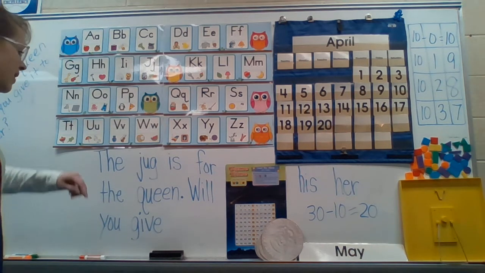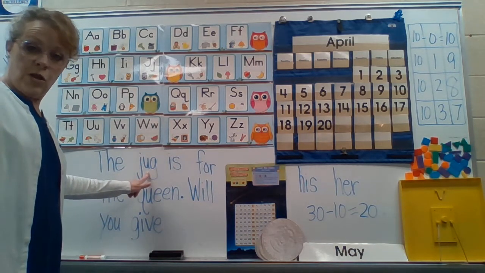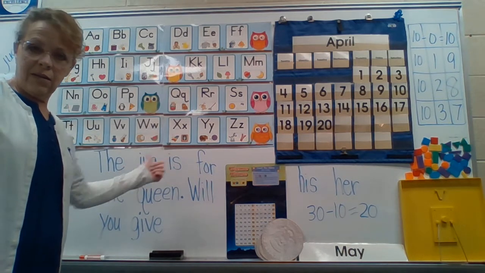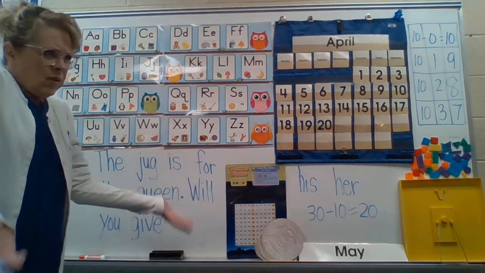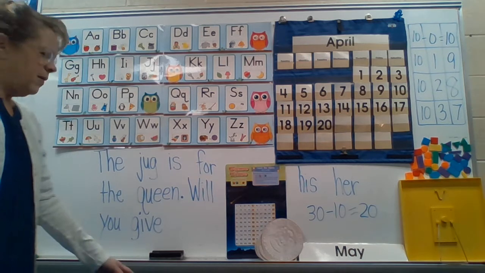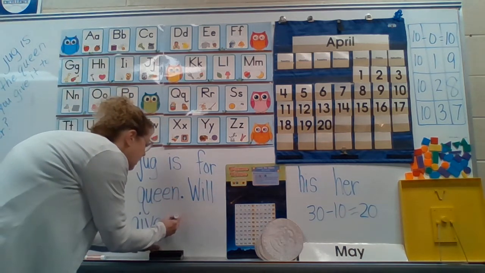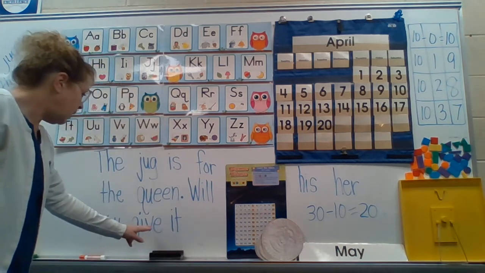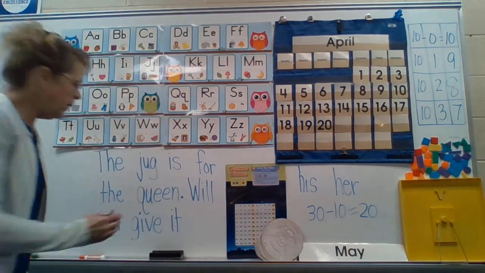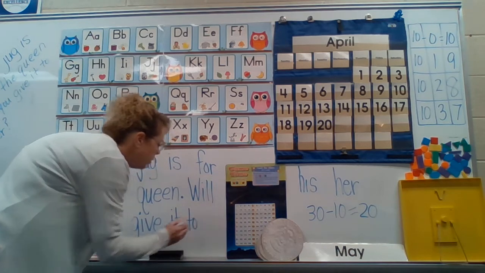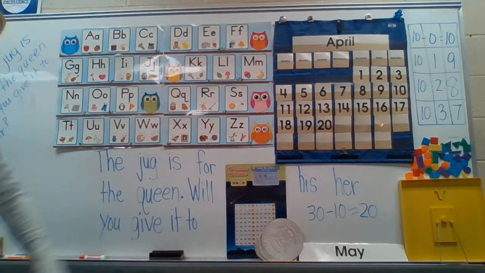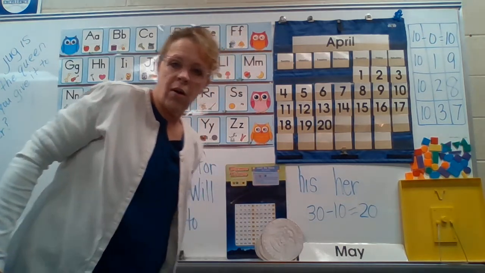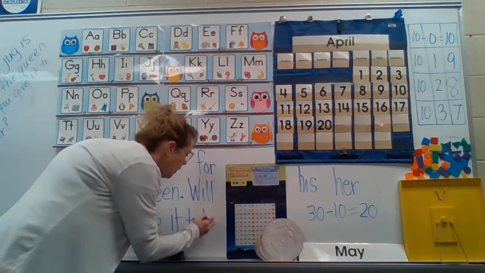it? Now when I say it, I'm talking about the jug. If I just said, will you give it to her, but I hadn't said that there was a jug, then people would say, give what to her, right? But I know, since I already said it was a jug, that it means jug. Will you give it to T-O? Now I'm going to use my sight word. H-E-R. Her. And who is her?